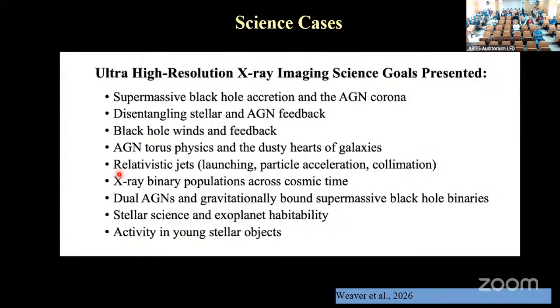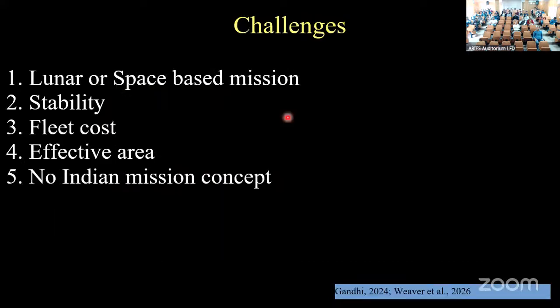The science cases with X-ray interferometric missions are extremely rich. You have supermassive black hole accretion, then AGN feedback, black hole winds and feedback. There's a number of lists that you can add on, and this list is increasing day by day. So of course we have added one more candidate, one more aspect in this particular list. Probably I don't have time for that today, but later on we can discuss.